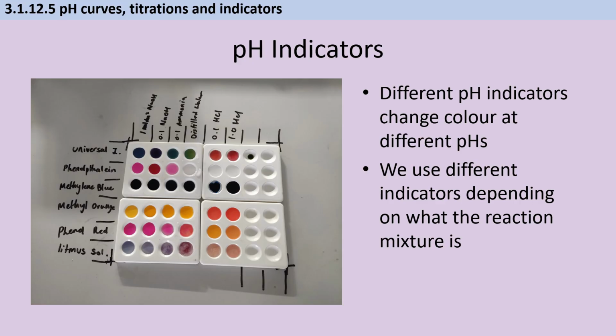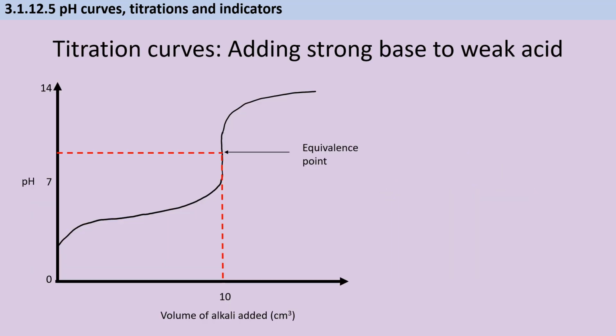Different pH indicators change colour at different pHs, and so we use different indicators depending on what the reaction mixture is. Say a strong acid and weak base will need a different indicator compared to a weak acid and strong base. You should be able to recognise, annotate and even draw titration curves for any combination of strong or weak acids or bases being added to strong or weak acids or bases. In this example, we're adding a strong base to a weak acid.